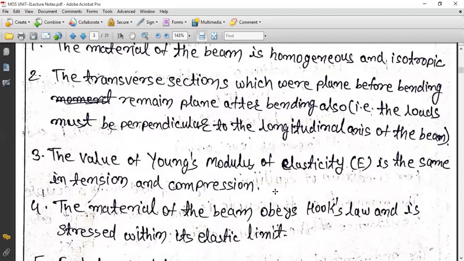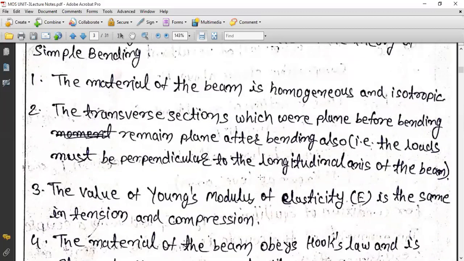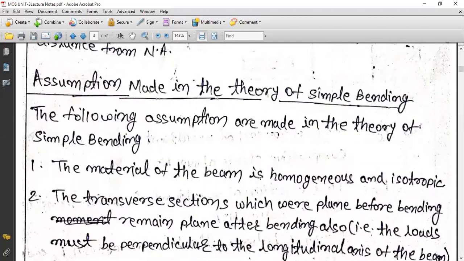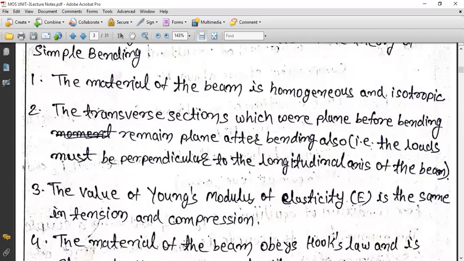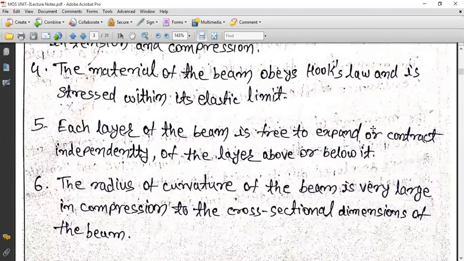The value of Young's modulus of elasticity is the same in tension and compression. Next, the material of the beam obeys Hooke's law and is stressed within the elastic limit. Maybe when you apply the load or the bending, the material may cross the elastic limit also. But we have to assume here the material obeys Hooke's law and is stressed within the elastic limit.